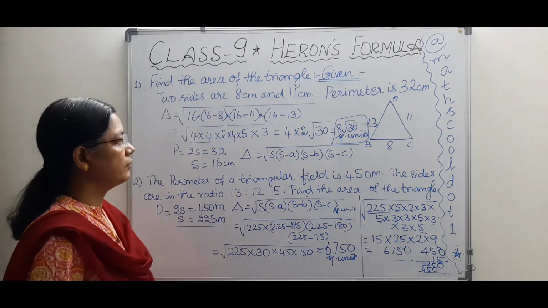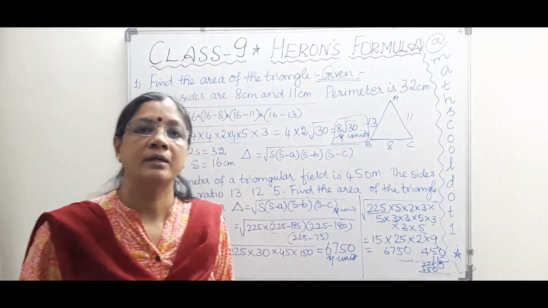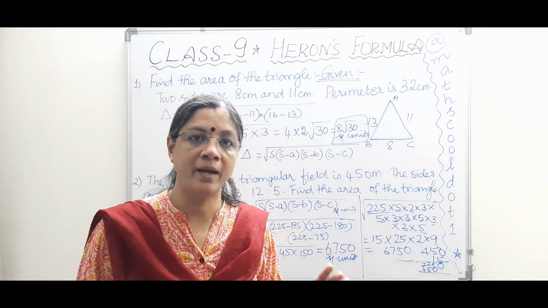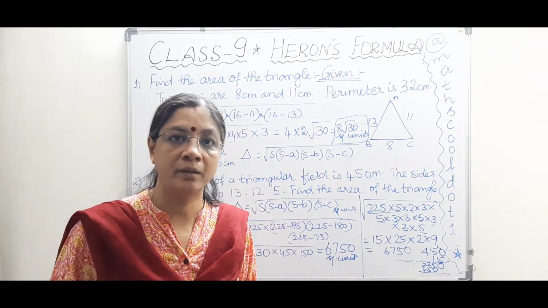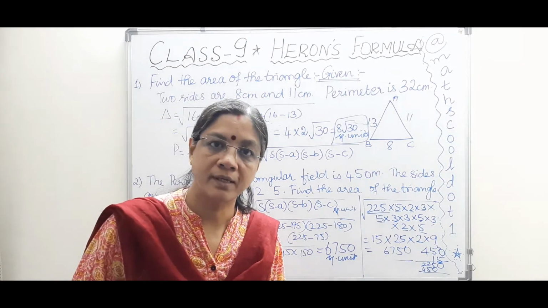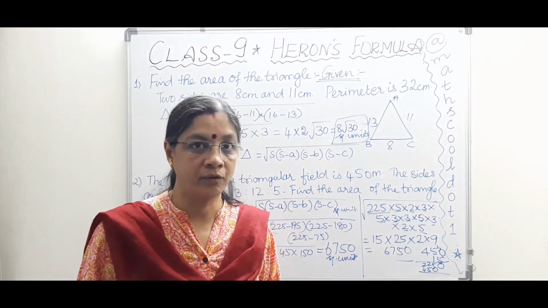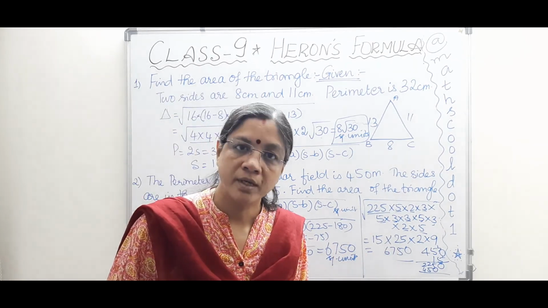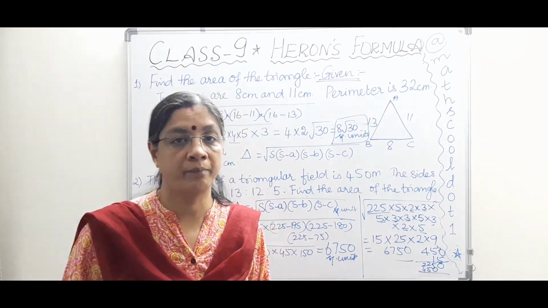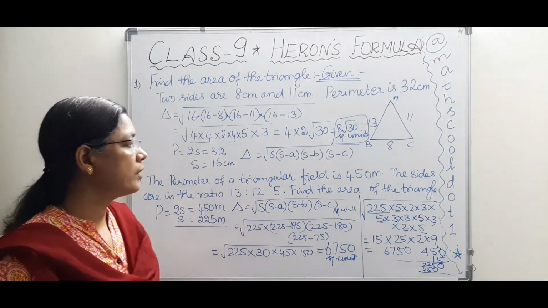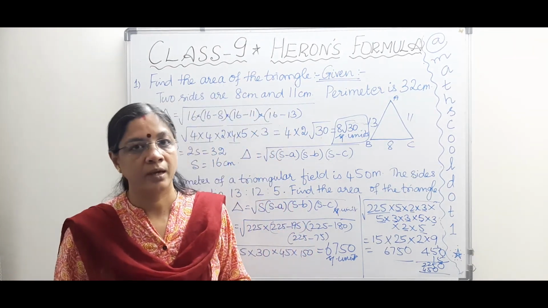So finding the area of the triangle is very simple with Heron's formula. We should have the perimeter or the sides of the triangle. We'll find the perimeter from the sides, or if the perimeter is given and one of the sides is missing, we'll be able to find the side from the perimeter. Or if the ratio of the sides is given, we'll be able to find the sides of the triangle too from the perimeter, and from that we'll be able to find the area of any kind of triangle using Heron's formula.